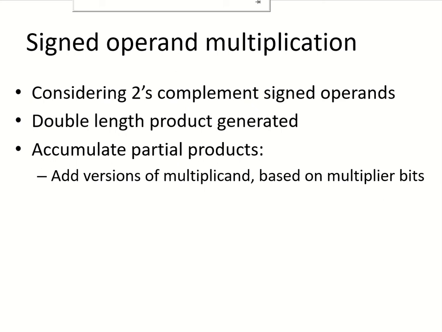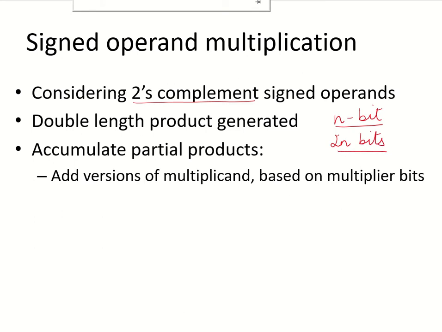In this video, we are going to see how we can multiply two signed operands, and we are going to consider the 2's complement representation of the signed numbers. If the operand is of n bit, then the product that would be generated would be double length. That means the product that would be generated would be of 2n bits.